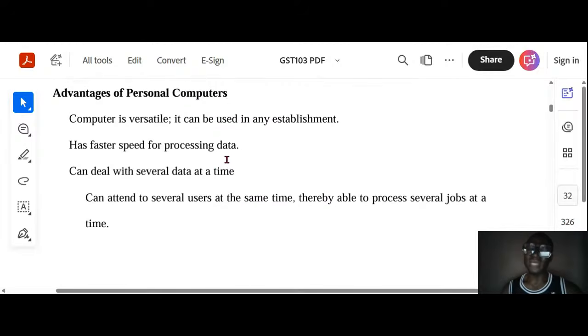What are the advantages of having a personal computer? One is that computer is versatile. It can be used in any establishment.